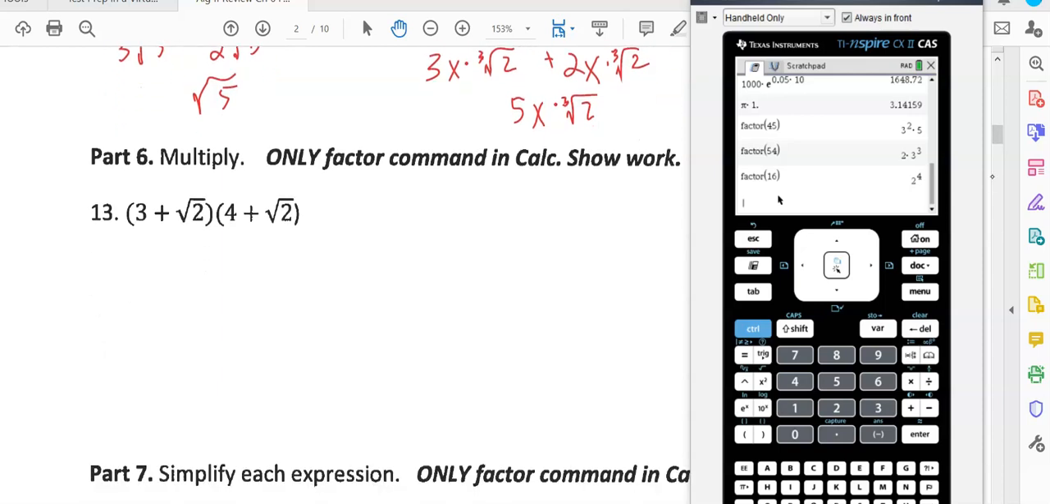Okay, this one is going to be 3 times 4 is 12. Outside would be plus 3 root 2. Inside is plus 4 root 2. I'm sorry, 3 root 2 plus 4 root 2 is 7 root 2. And last times last is plus the square root of 4, which is 2. So I get 14 plus 7 root 2.